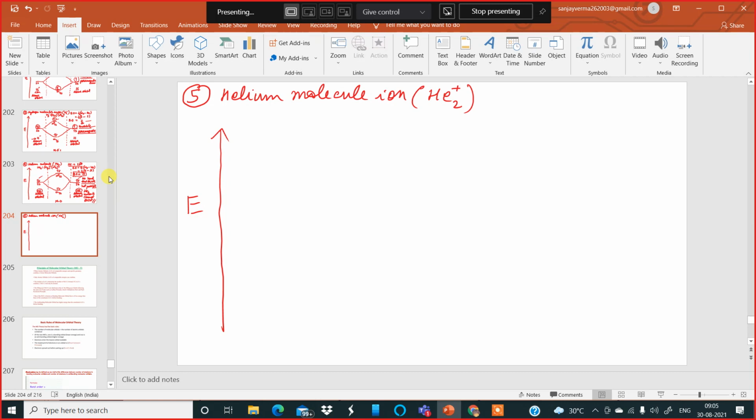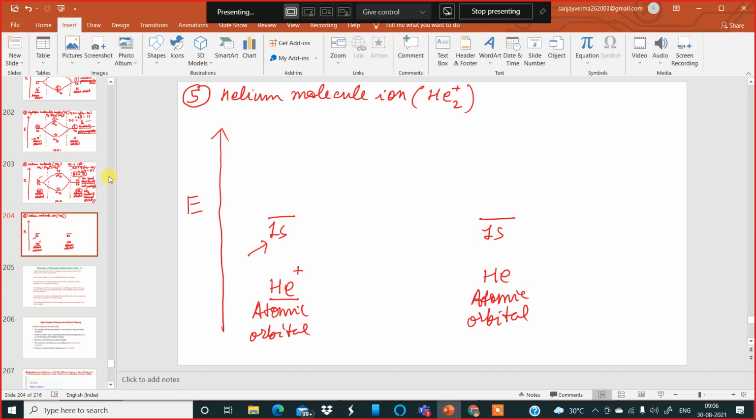And then helium ion, I will take He plus atomic orbital, and this side helium atom atomic orbital. This helium ion is short of one electron, so I will draw the atomic orbitals like this. This is 1s, this is also 1s. This atomic orbital is short of one electron. Helium atom is supposed to have two electrons, but this is an ion. He plus means it is short of one, so one electron only. But this helium atom will have two electrons.